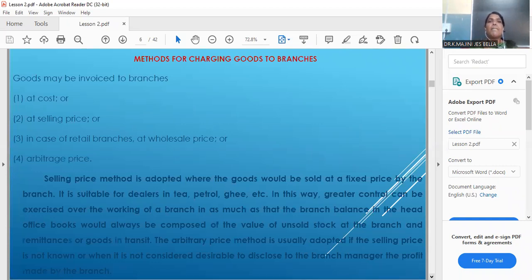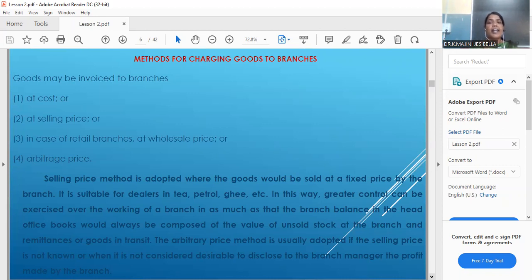Then we can see the methods for charging goods to branches. What are the methods they are using for charging goods to their branches: at cost price, at selling price. In case of retail branches, they are following the wholesale price, then arbitrary price. Okay, the selling price method is adopted where the goods would be sold at a fixed price by the branch. It is suitable for dealers in tea, petrol, ghee, etc.